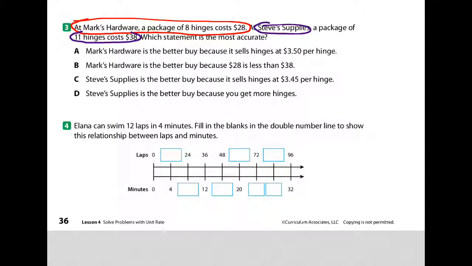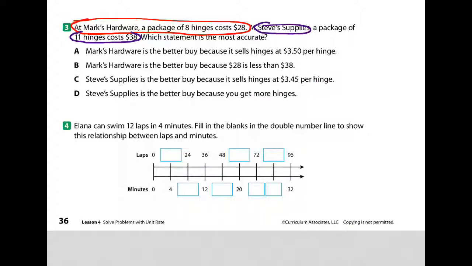Okay, so now let me check out those statements real quick. There's 2 that say Mark's is the better buy. There's 2 that say Steve's is the better buy. But they give me different reasons. So Mark's is a better buy because the hinges are $3.50 per hinge, or because 28 is less than 38. Steve's is a better buy because it sells hinges $3.45 per hinge, or because you get more hinges.